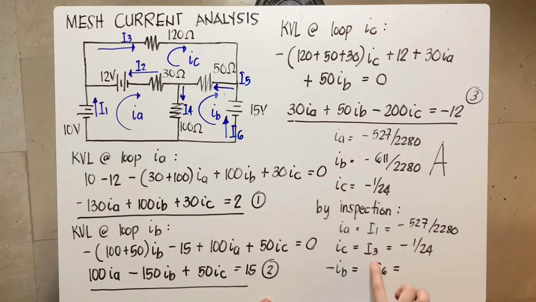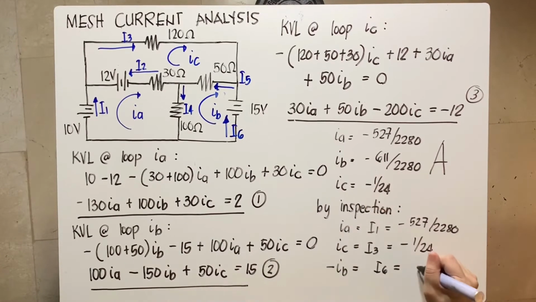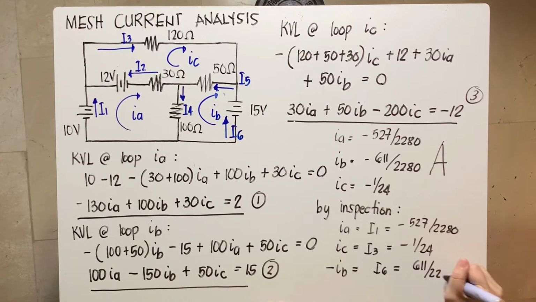Para kuryente yung sinolve natin dito. Branch current. So, I1 is this. I3 is this. I6 is negative of IB. Negative ni IB. So, magiging positive na. Positive 611 over 2280.